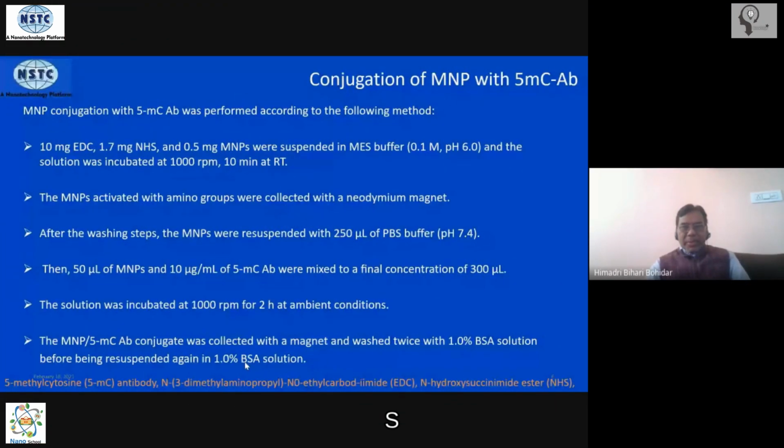Once the magnetic nanoparticle is prepared, we need to conjugate it with the antibody, which is the 5mC. The protocol is given below. You have 10 mg of antibody, and 0.5 mg of magnetic nanoparticle is suspended in a buffer and incubated for some time under room temperature. This is all synthesis under room temperature.